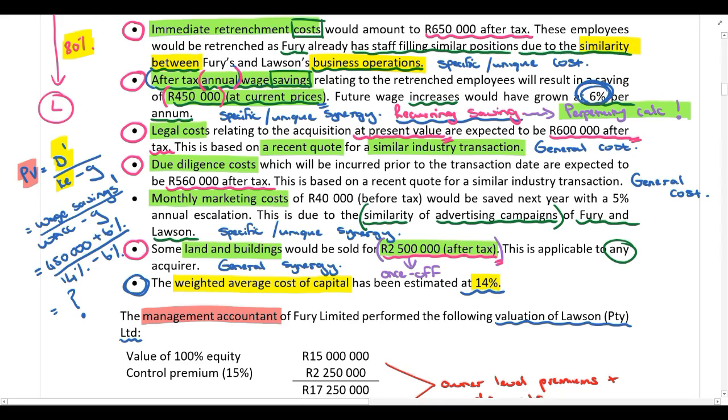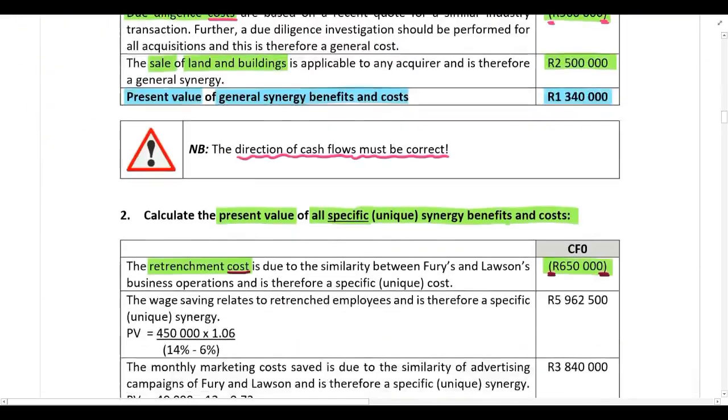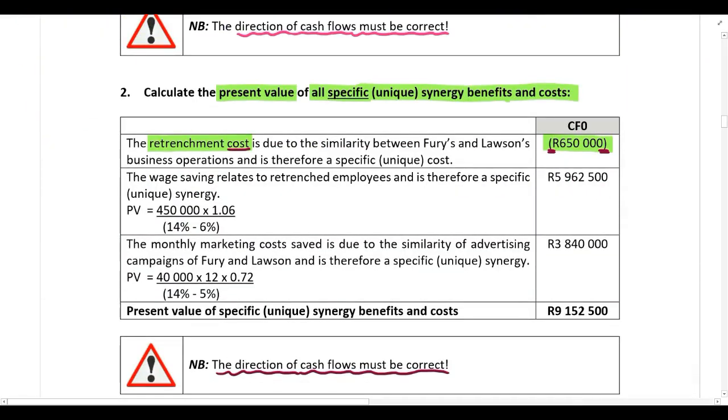Please make sure that you are always working with annual cash flows, and please make sure that your cash flows are always after tax. So you can see the calculation over there for the wage savings, and that's the present value. And that is a saving, so please show that as an inflow.